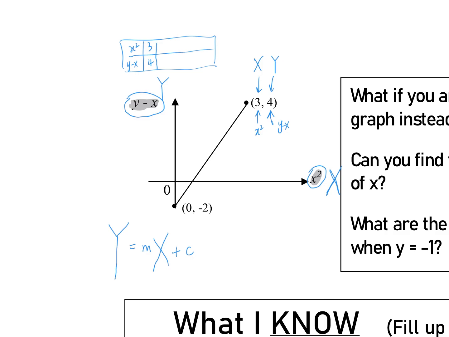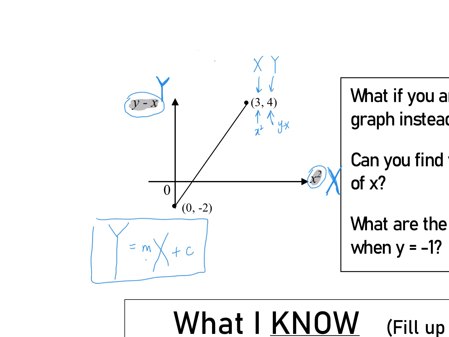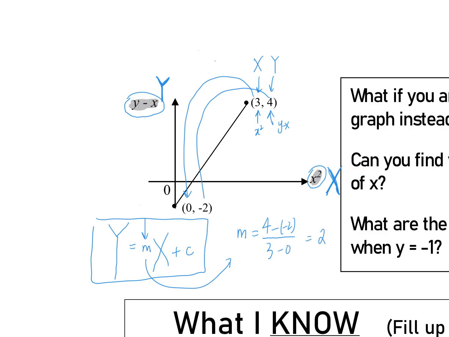So let's forget that this is even a curve to begin with. Let's just replace this thing with big Y and big X. And my original linear graph is this equation. Can you find the gradient of this straight line? So rise over run, right? So 4 minus 2, and then X minus 0. So this one will give you 2. So my gradient here is 2.